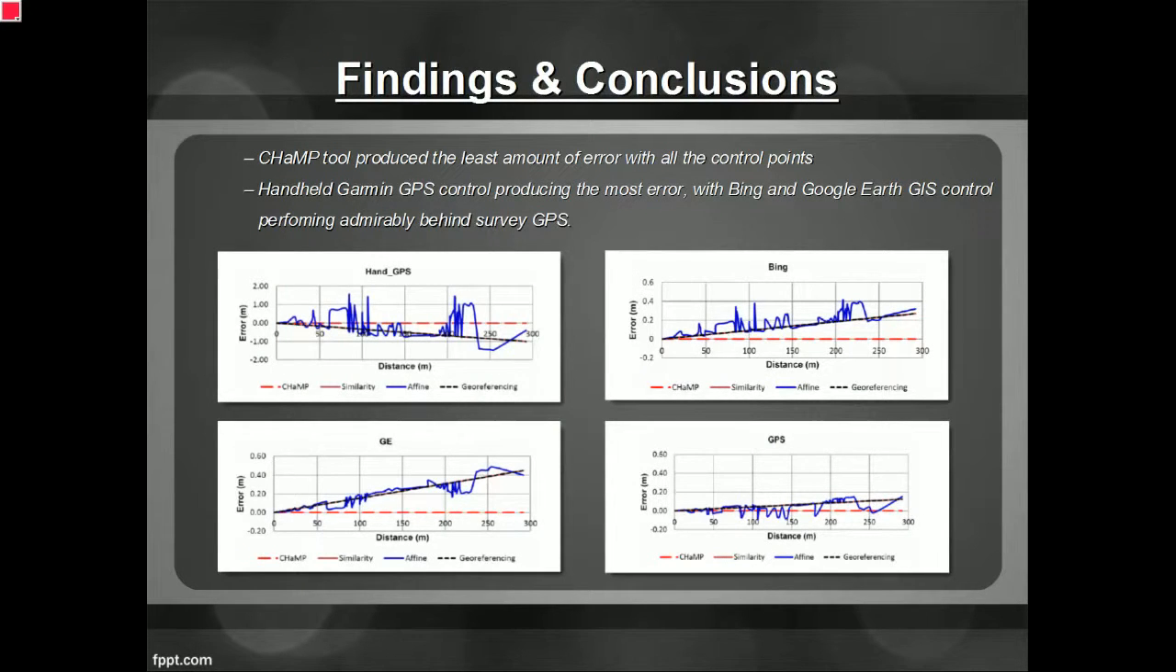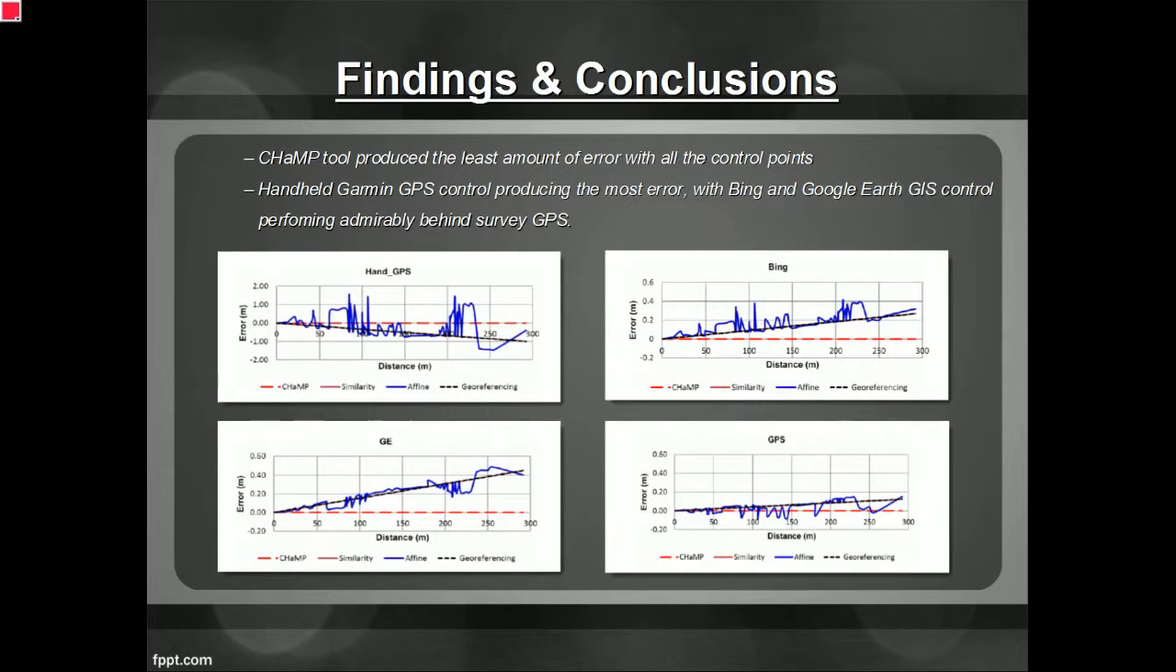Now on to findings and conclusions. So it looks like the CHAMP tool proved to be the champ. It caused the least amount of error using all the different control point sources. Now when I say control point sources, they use handheld GPS, Bing Maps, Google Earth Maps, and conventional GPS to get those projected coordinates on those benchmarks.